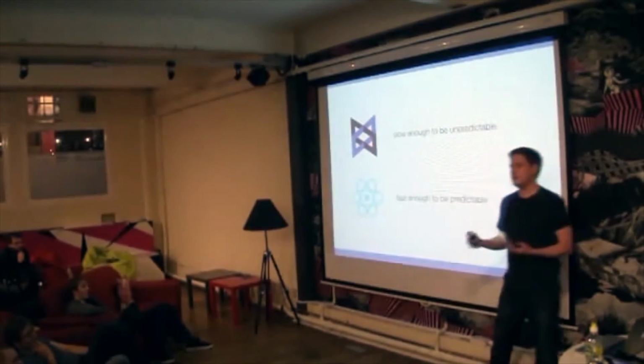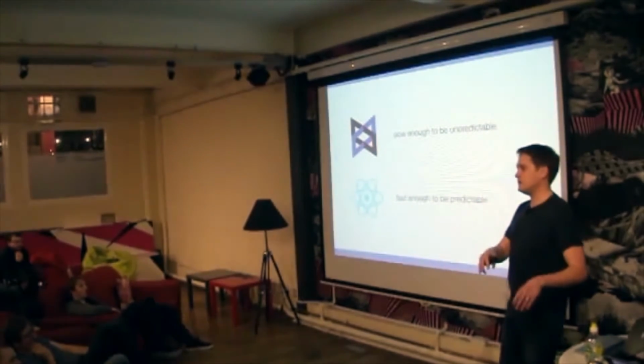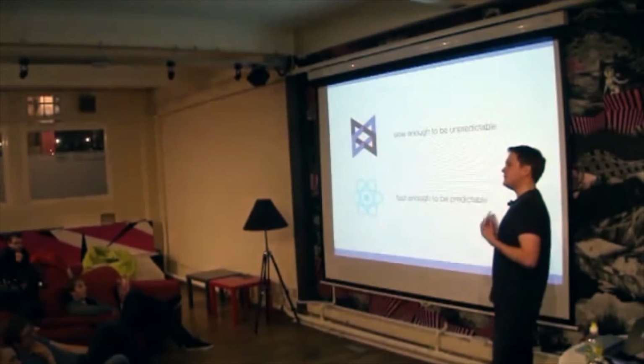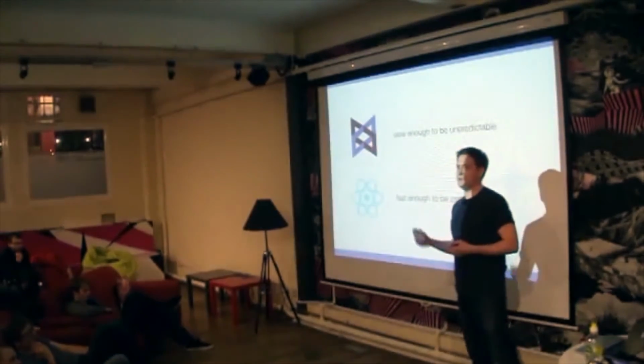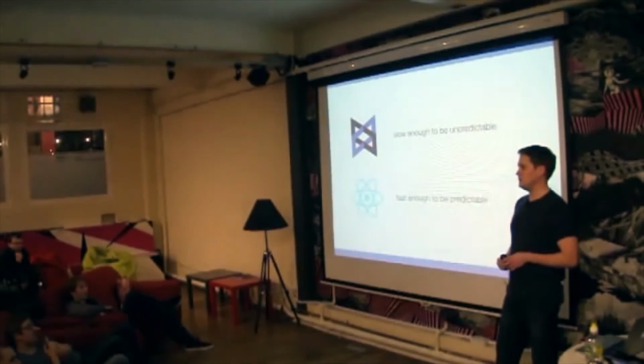People say, oh, React's fast, and yeah, it's great, it's fast. And then they say, oh, but it's not as fast as vanilla JavaScript, and well, yeah, kind of obviously. It's all missing the point. The point is that React is fast enough to be predictable. It's fast enough to have a really simple, standardized model of time.